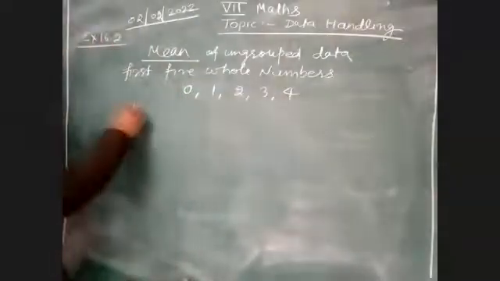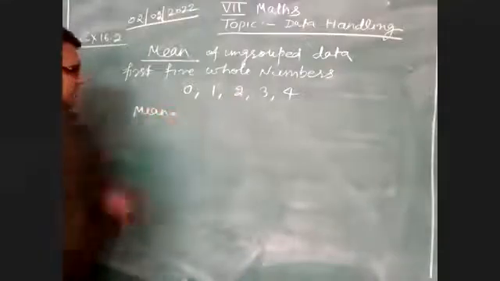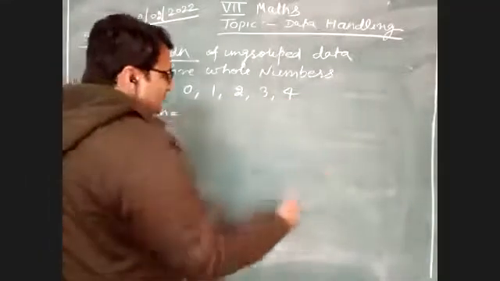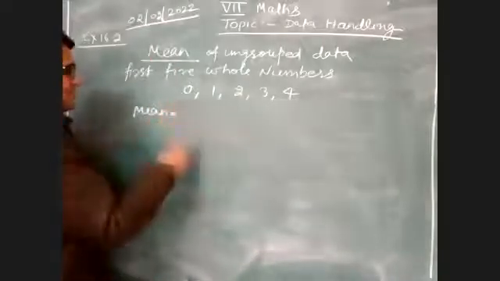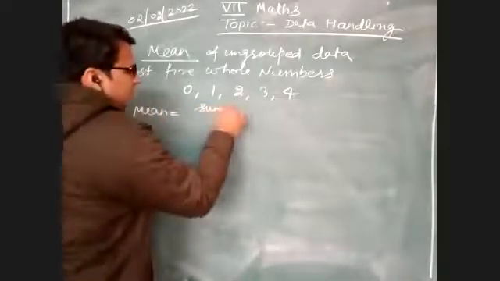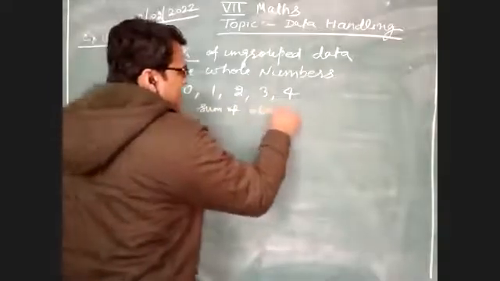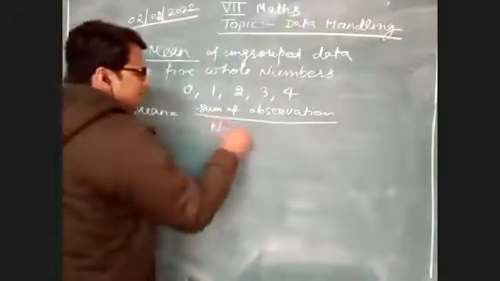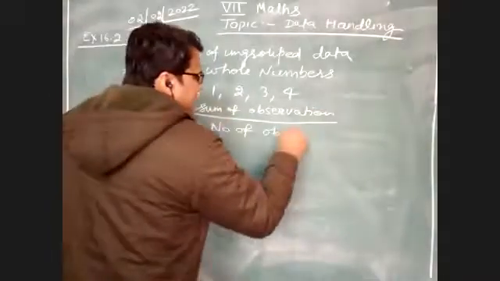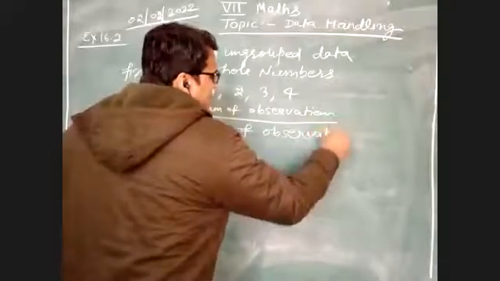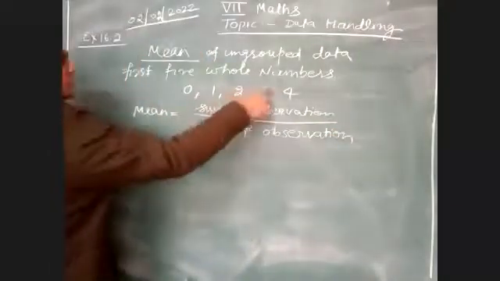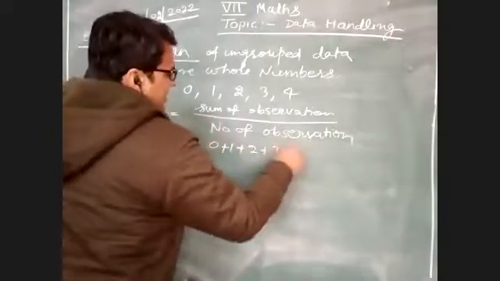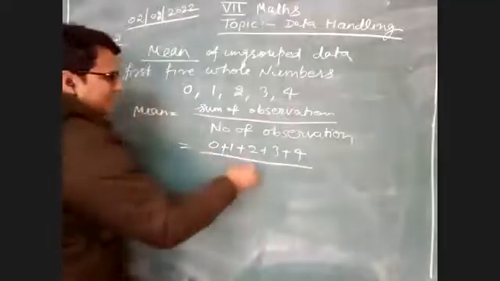And we have to find out the mean. And this is ungrouped data because frequency is not given. You have to just find out the mean, and mean will be the sum of observations divided by the number of observations. As you know, there are a total of 5 observations, and the sum of observations is 0 plus 1 plus 2, 3 and 4, divided by 5.